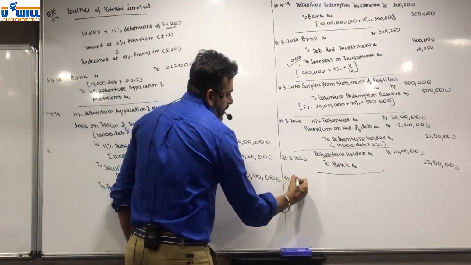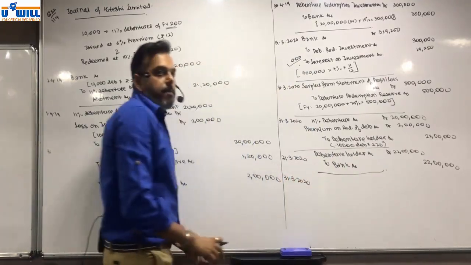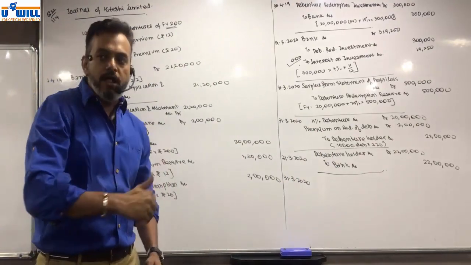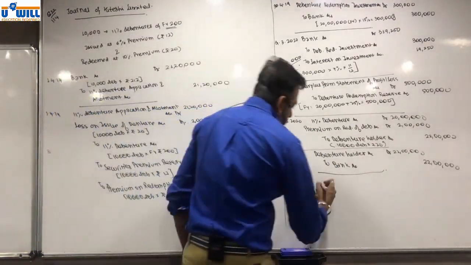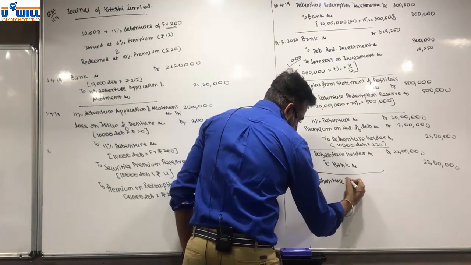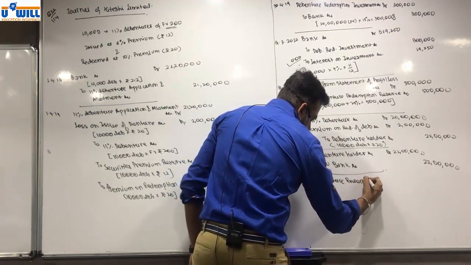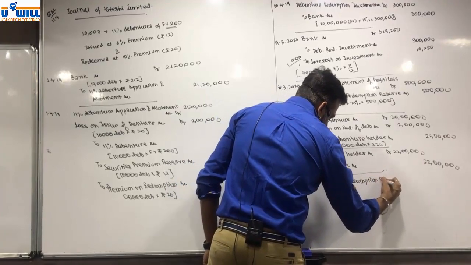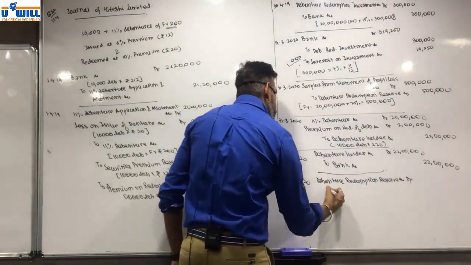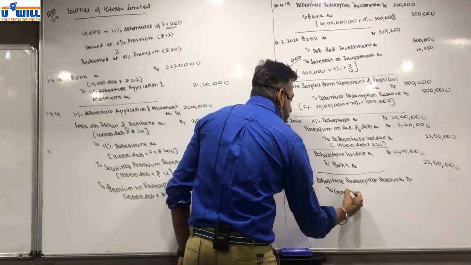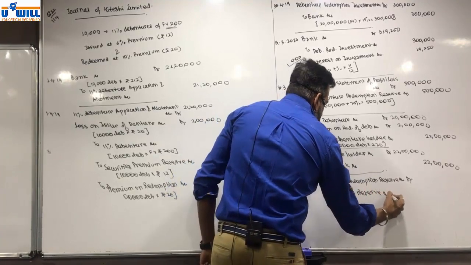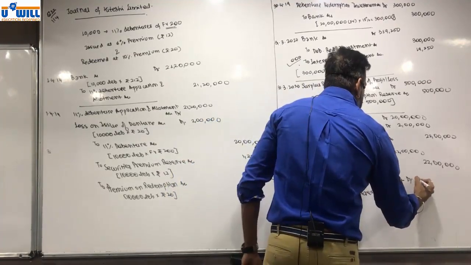What will be the last entry? Debenture redemption reserve will be closed and transferred to general reserve. So debenture redemption reserve account debit to general reserve account 5 lakhs.